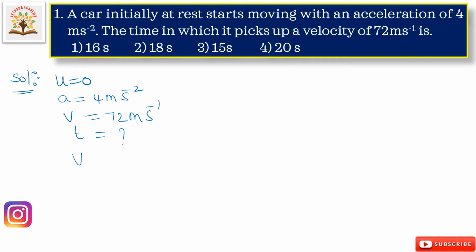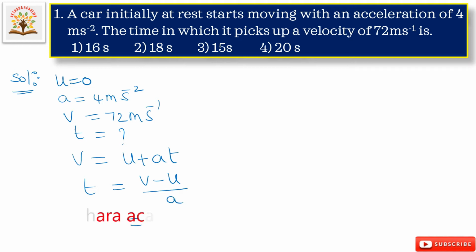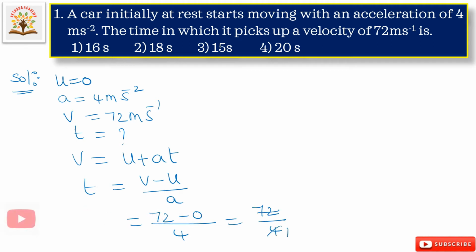From the first equation of motion, v is equals to u plus at. From this equation, t is equals to v minus u by a. Now substituting v nothing but 72, u 0, a 4: 72 minus 0, 72 by 4. 4 ones 4, 4 eights 32... so 18 seconds. So therefore time taken t is equals to 18 seconds. Okay. Next we will go to the next question.